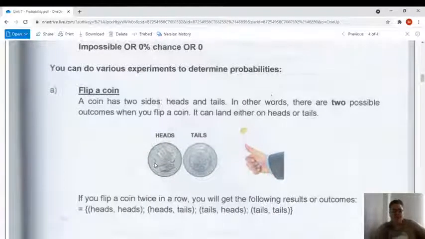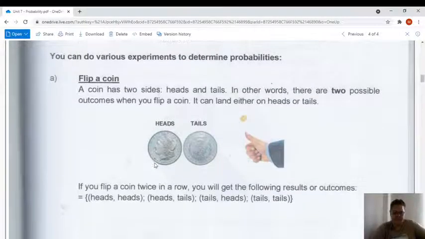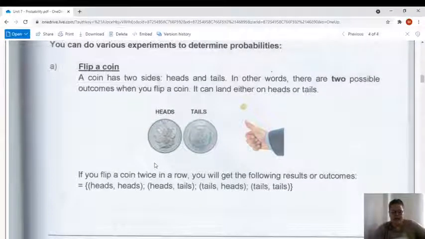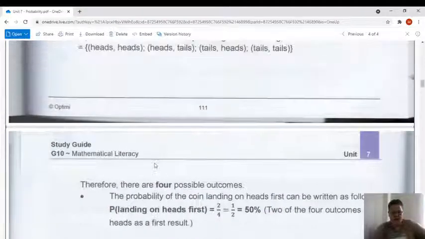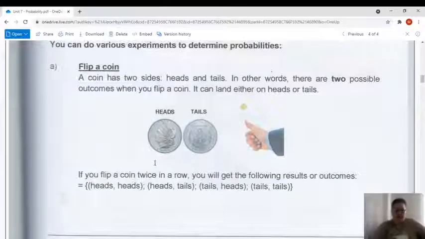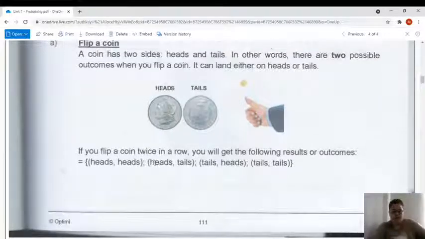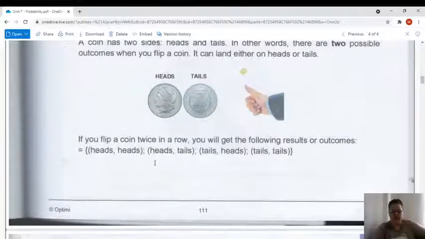You can do various experiments to do probabilities. Okay, we've spoken about flip a coin. Okay, let's go back there. A coin has two sides, heads and tails. In other words, there are two possible outcomes when you flip a coin. It can land either on heads or tails. If you flip a coin twice in a row, you will get the following results or outcomes. Heads with heads, or heads with tails, or tails with heads, or tails and tails.